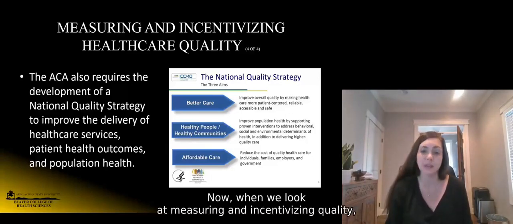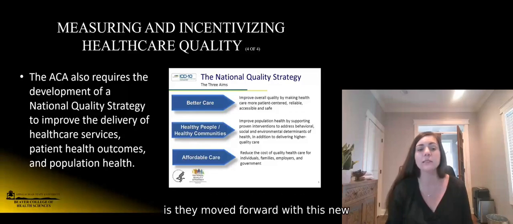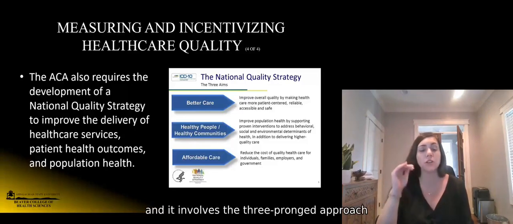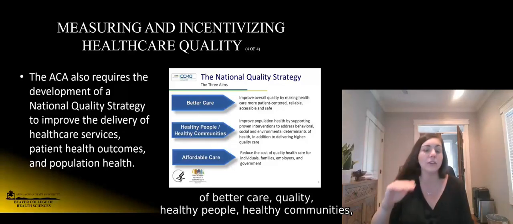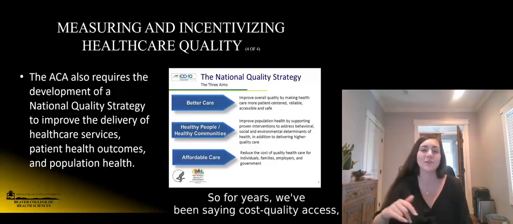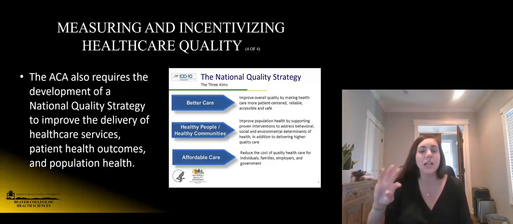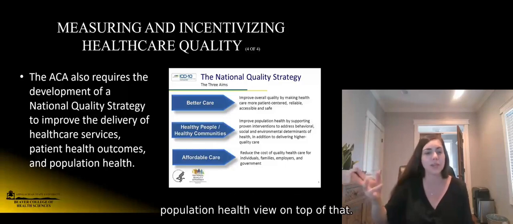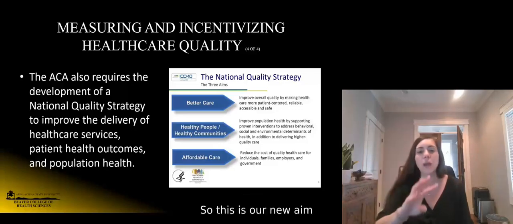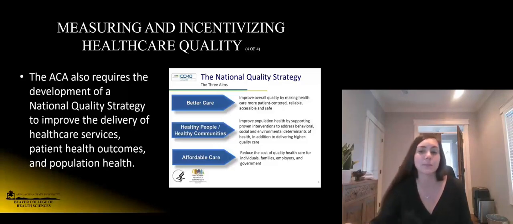Now, when we look at measuring and incentivizing quality, one of the things that changed in 2014 with the ACA is they moved forward with this new national quality strategy. And it involves the three-pronged approach of better care, quality, healthy people, healthy communities, which I think of as access, and affordable care, cost. So for years, we've been saying cost, quality, access are our three areas. They put those into the national quality strategy. They just kind of rolled in this healthy people population health view on top of that, made it very patient centered, which is great. So this is our new aim from the federal government's perspective. The measures that we're collecting are looking at meeting these.